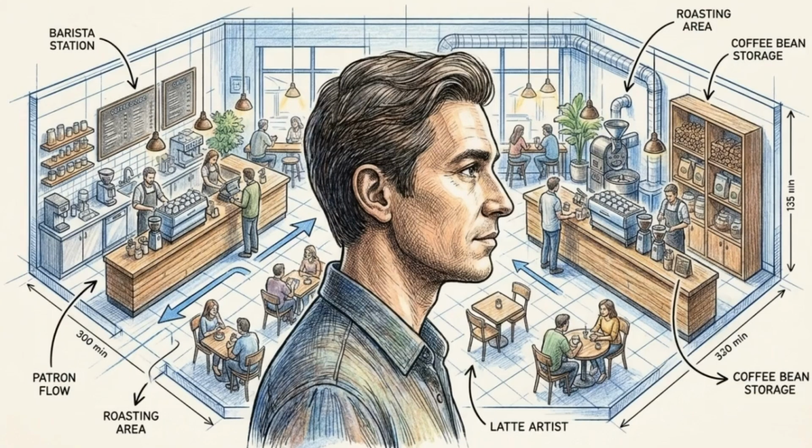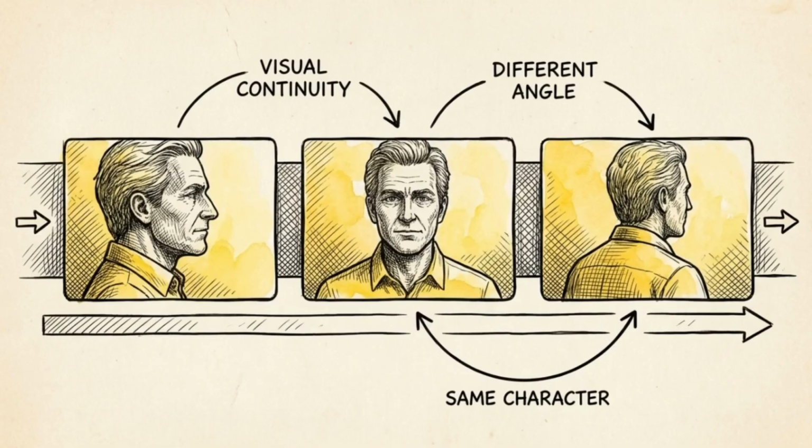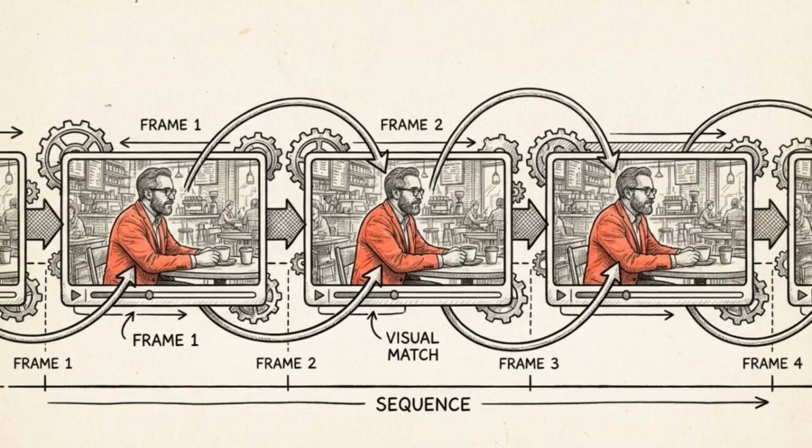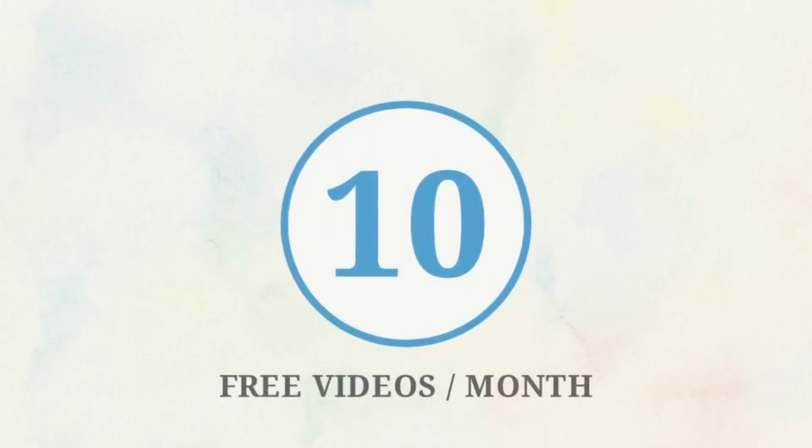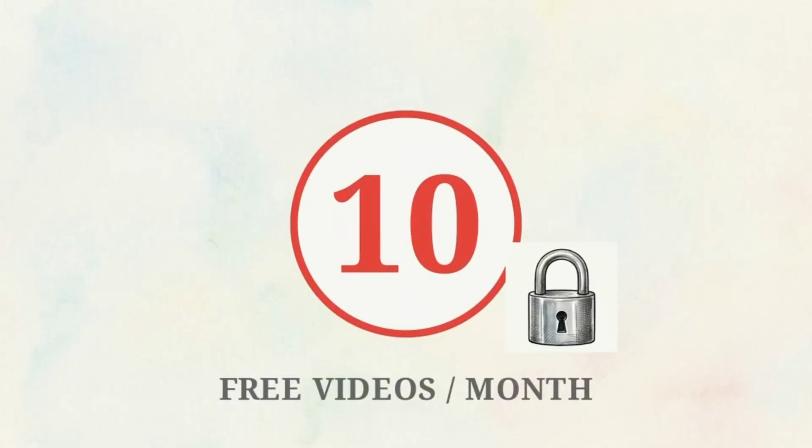If you are building a short film, you need characters and locations to match exactly from cut to cut. This image-to-video method provides that visual consistency. Now that you know the generation methods, we can solve the problem of usage limits. Google Vids caps at 10 free videos a month.